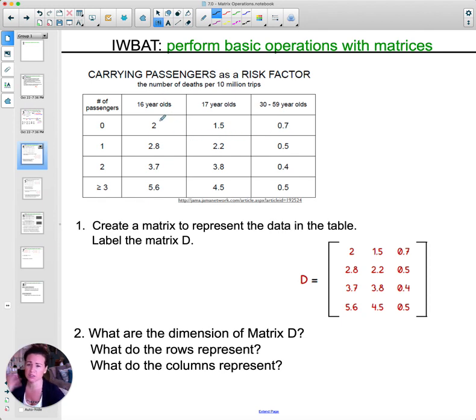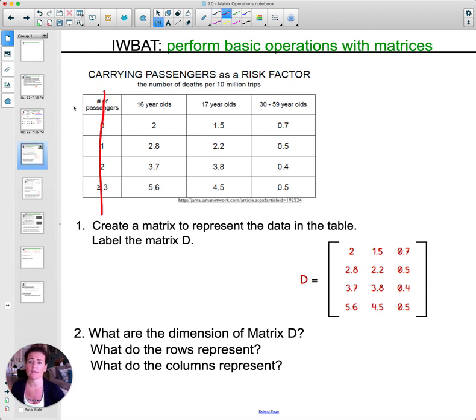If you get into insurance rates, that's why 16-year-olds and 17-year-olds have higher insurance rates, because their accidents are higher. Then when you get up to greater than or equal to 3 passengers, for 16-year-olds the number of deaths jumps up to 5.6. So it's almost triple the number of deaths in 10 million trips when you end up with 3 passengers. So if we were going to create a matrix to represent this data, you would leave the information columns out.